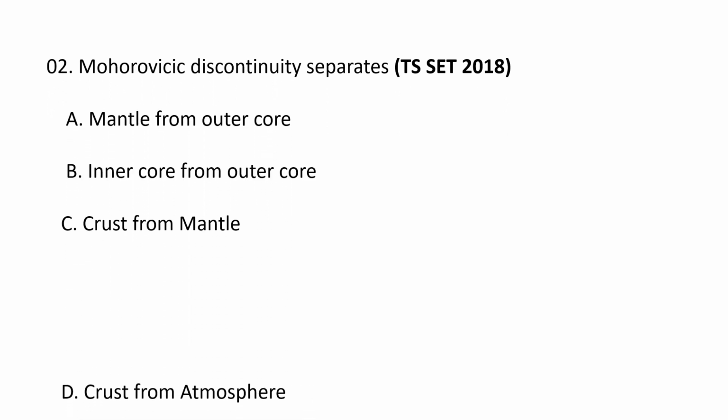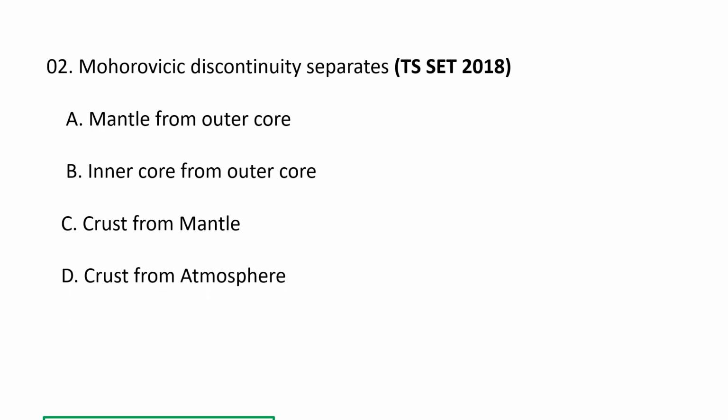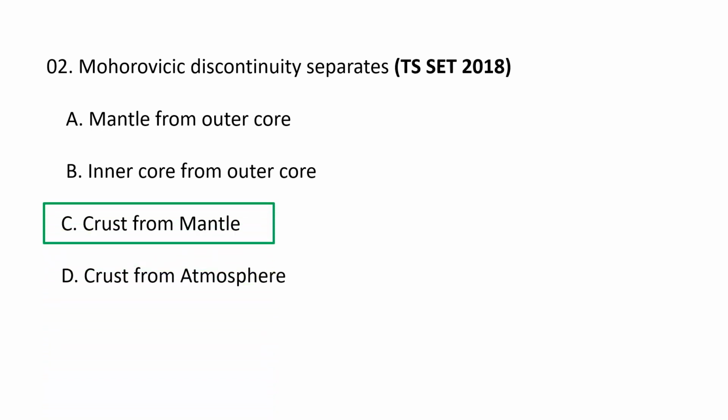Next question. Mohorovicic discontinuity separates. It's also a very simple and straight question. A. Mantle from core, B. Inner core from outer core, C. Crust from the mantle, and D. Crust from the atmosphere. So the crust and mantle are separated by the Mohorovicic discontinuity, whereas the Gutenberg discontinuity separates the mantle from the core.